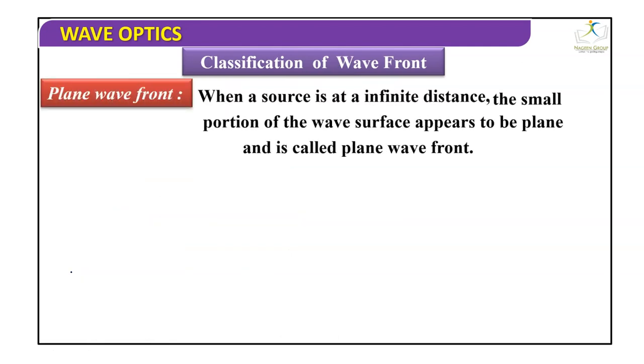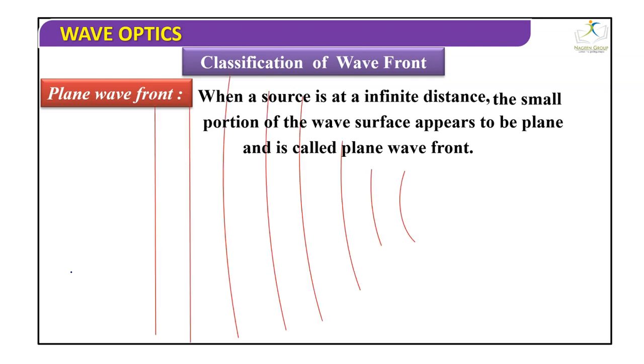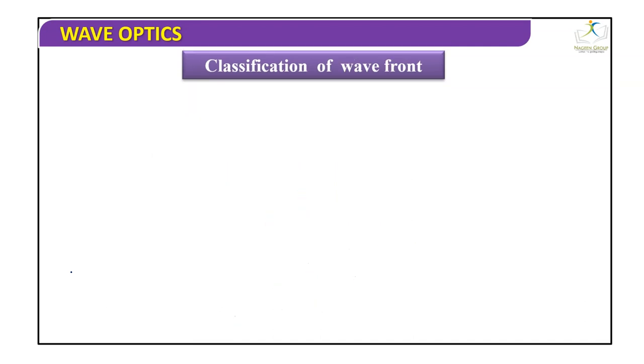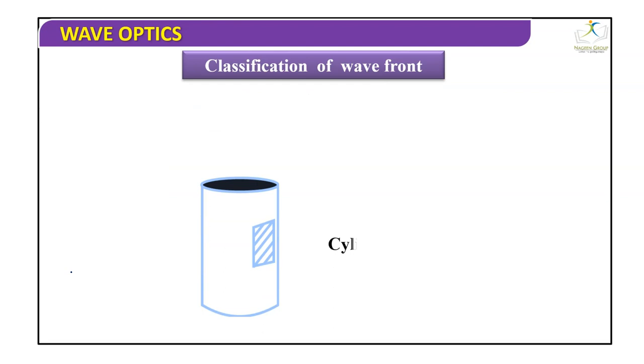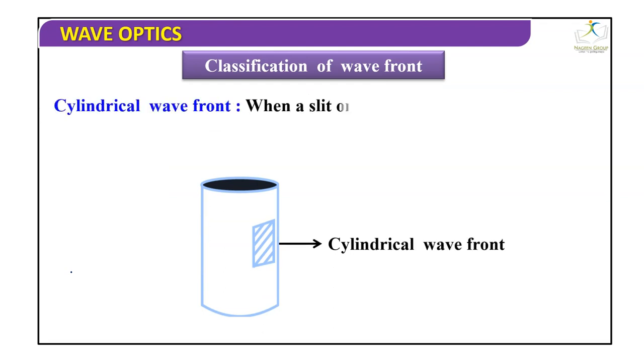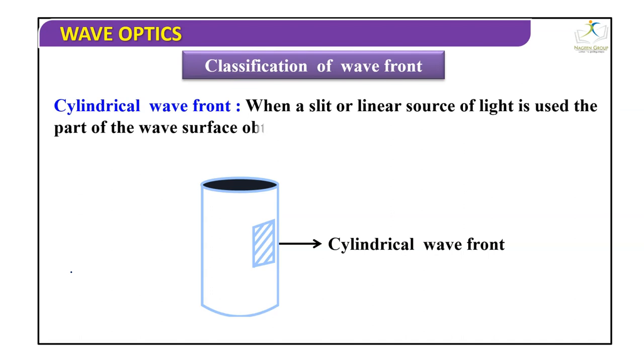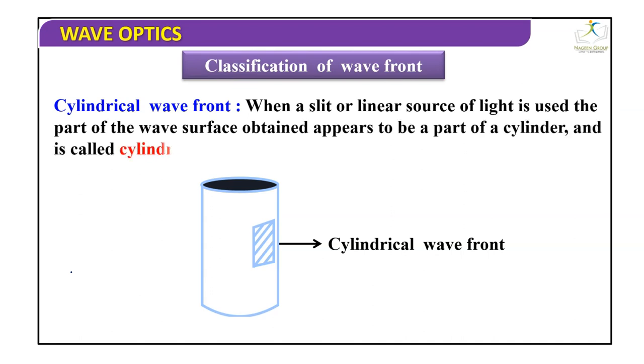When the source is located at an infinite distance, a small portion of the wave surface appears to be plane. It is called a plane wavefront, like this. So this is the symbol of a plane wavefront, only a straight line. Next, a cylindrical wavefront. When a slit or a line source of light is used, the wave surface obtained appears to be part of a cylinder, and that is called a cylindrical wavefront, students.